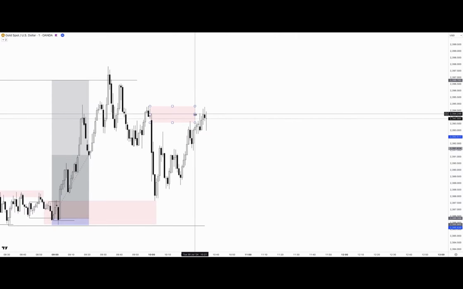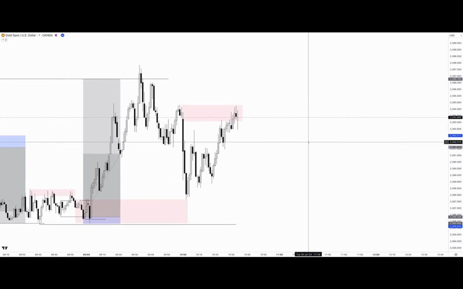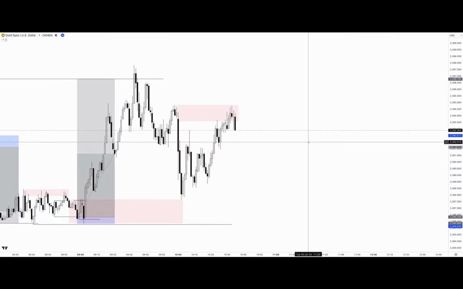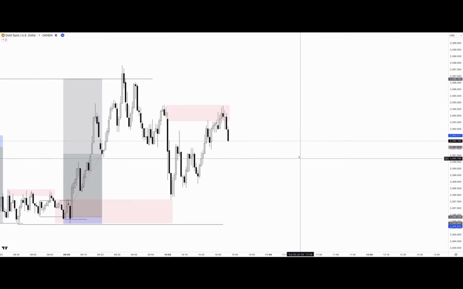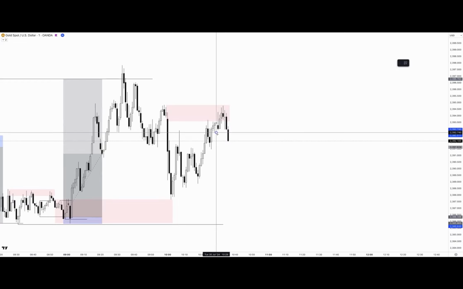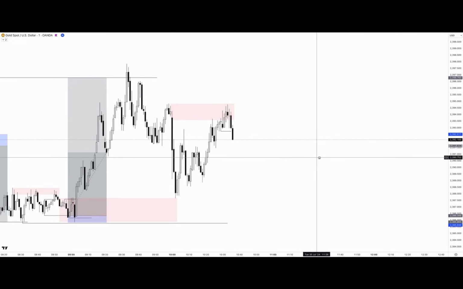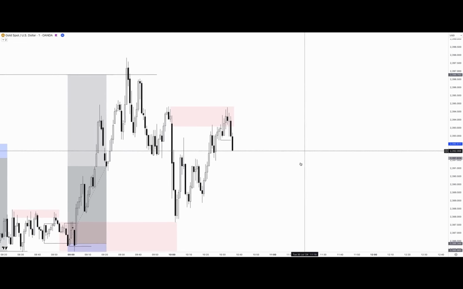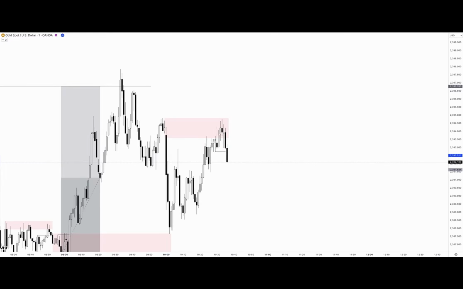Look at that, respects the high. Get a little bit of reactions. You can say you got your little minor BOS to the downside right here. You got your little minor BOS to the downside. So more traders are trying to trade from here. Okay, so the market has induced more sellers right here.